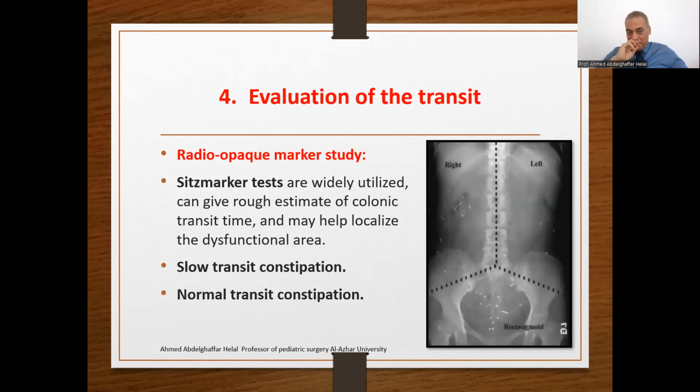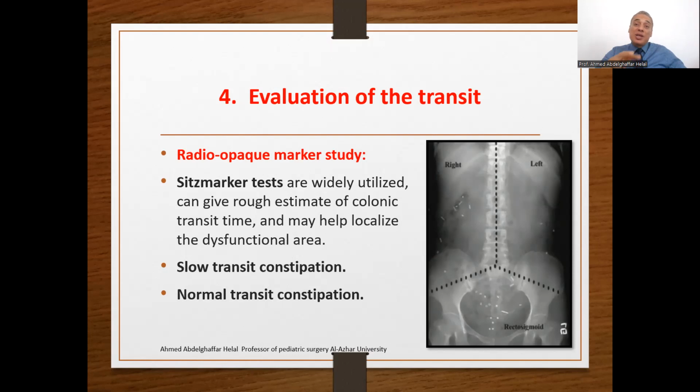Evaluation of the transit: the radio-opaque marker study. SITZMARKS markers are widely utilized and can give a rough estimate of the colonic transit time and may be helpful to localize the dysfunctional area. A child swallows small pellets, and they are followed throughout the colon, the rectum and the gastrointestinal tract. It may be slow transit constipation or normal transit constipation.